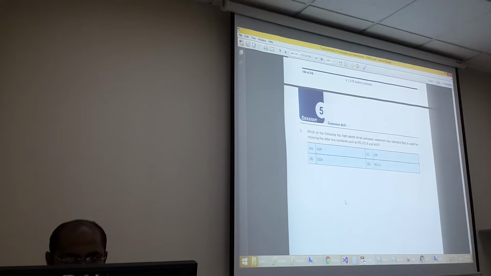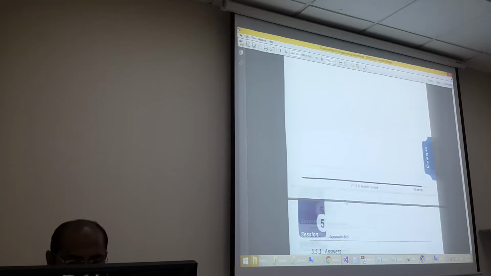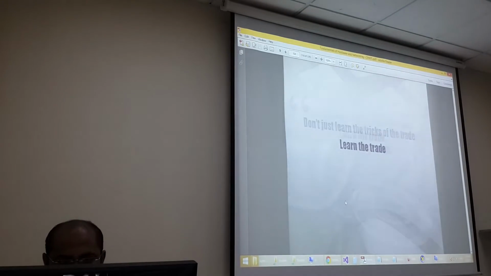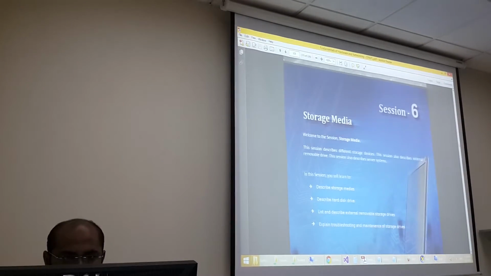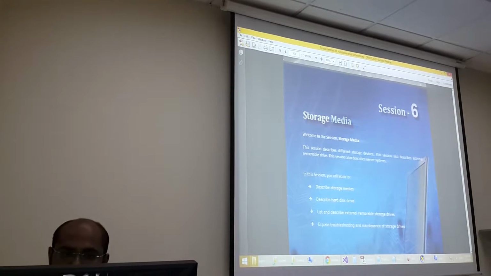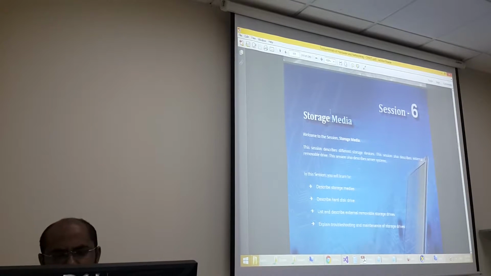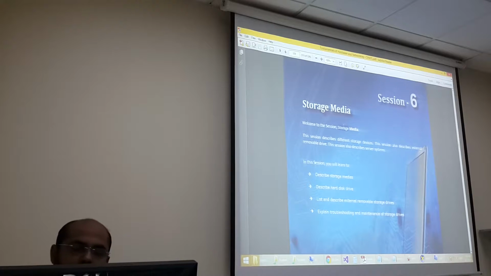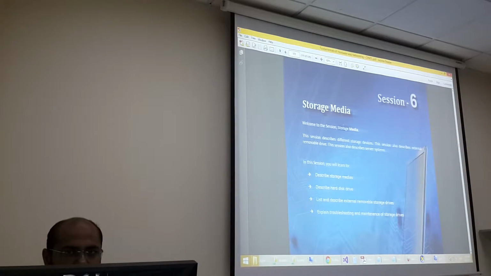So that's that lesson. It's about expansion slots, ports, slots, things like that. And we will try to do this one also, session 6: storage media. Now you have two terms, media and medium. What's the difference? With respect to storage, or with respect to network: network media, network medium, storage media, storage medium.